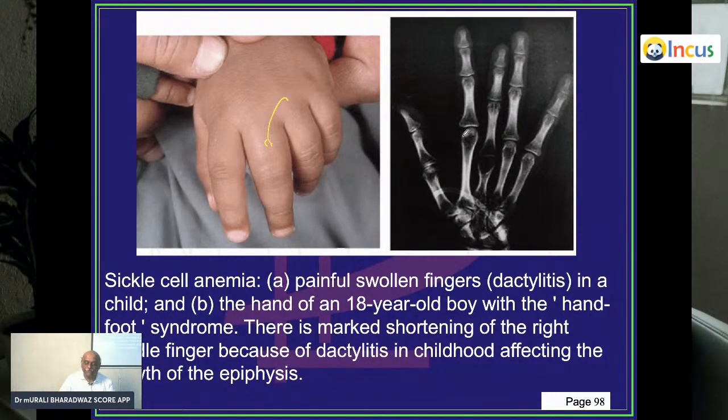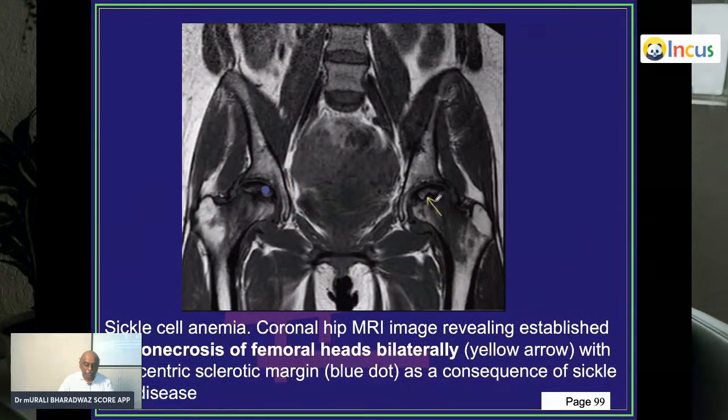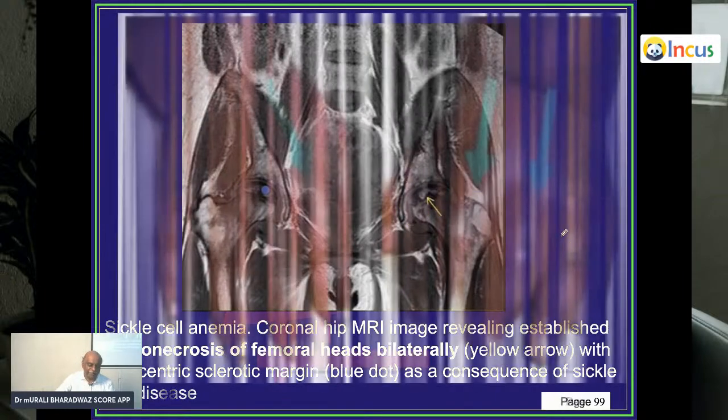Dactylitis, swollen fingers, is what you are able to see. It's called hand-foot syndrome. Then what is this you are seeing? Avascular necrosis, for you to remember. Other causes of avascular necrosis I am not going to ask, but you need to remember corticosteroids, Gaucher's disease, then sickle cell anemia. Many other causes are there.